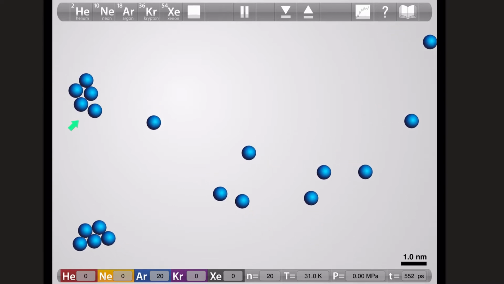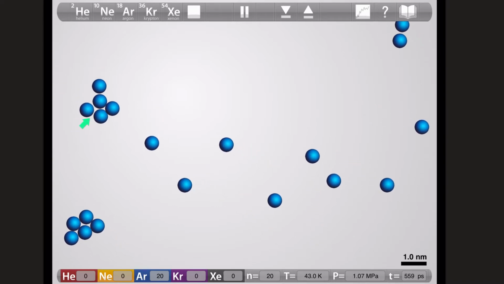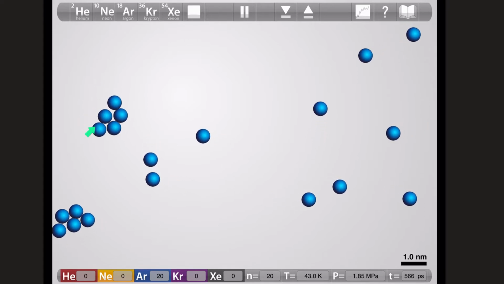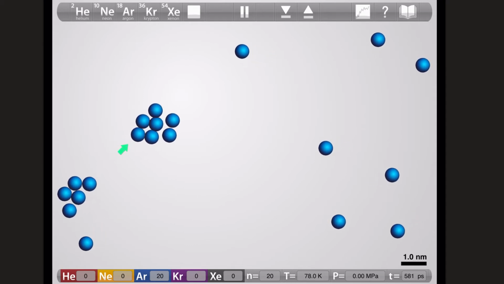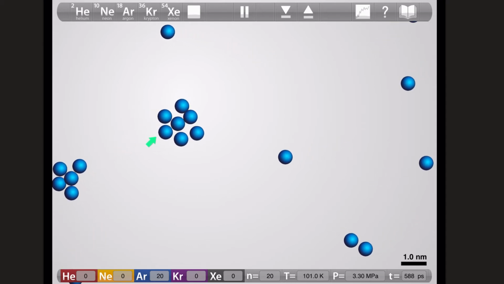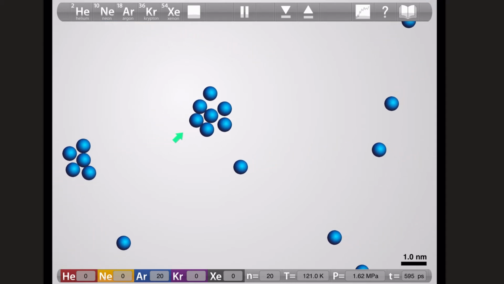So look at this little cluster here. The atoms are starting to break free. At least they're starting to move a little more violently. I'm at 50, 60 Kelvin. So notice now that the attractions between the molecules are very wimpy compared to the thermal energy.